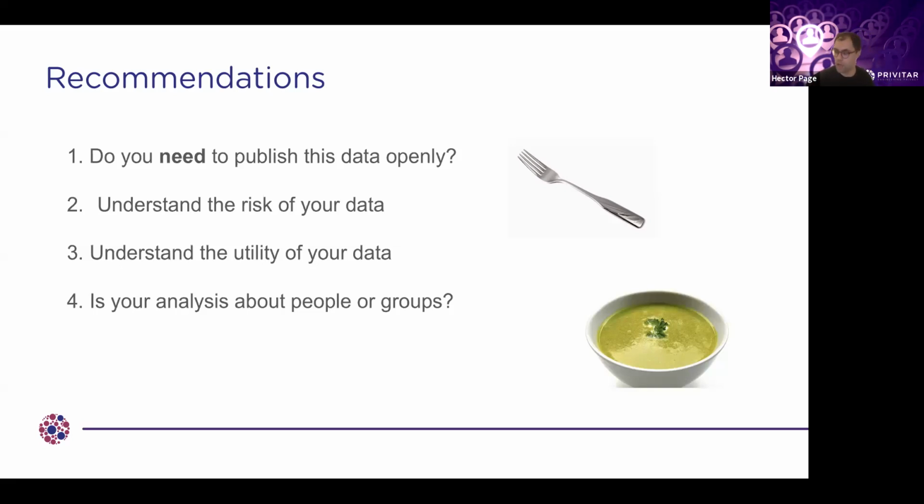An example of an analysis about groups of people would be, I don't know if many of you have seen, Google have published movement patterns, aggregated location trends, and they've actually done this with differential privacy, because that's about groups of people.